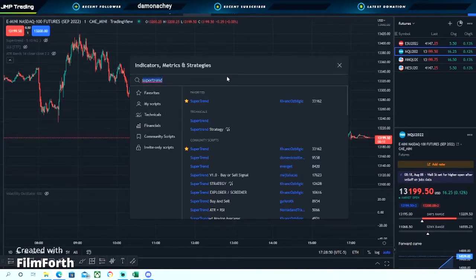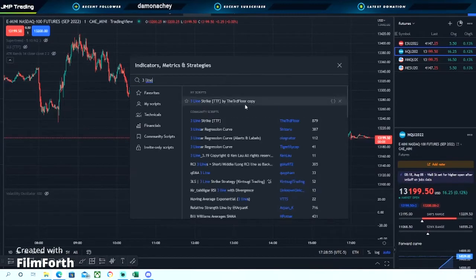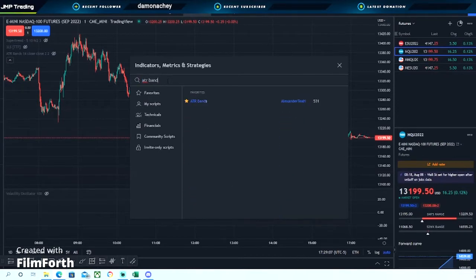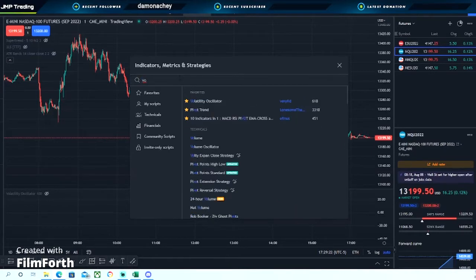Second indicator we're going to need is the three-line strike by the trade floor. The third indicator we're going to need, this is going to be used for our stop loss, is ATR bands. It's going to be this one by Alexander TH. And then our final indicator is going to be the volatility oscillator. And it's going to be this one by Barry Vid.